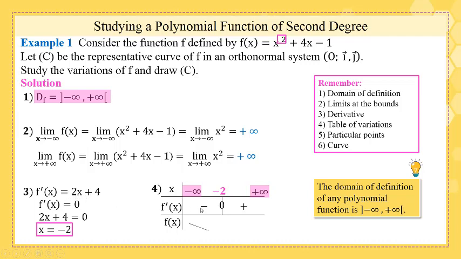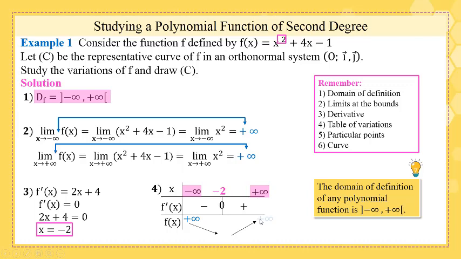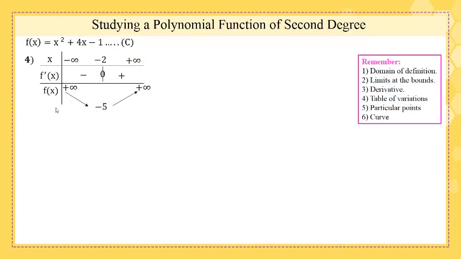Now, since f prime of x is negative, f is decreasing, and since f prime of x is positive, f is increasing. Let us look at the limits. Since the limit of f of x as x tends to minus infinity equals plus infinity, here we will write plus infinity. Since the limit of f of x as x tends to plus infinity is plus infinity, we will write plus infinity here. f of minus 2 equals minus 5. As you see, the point of coordinates minus 2, minus 5 is the minimum point of the curve.